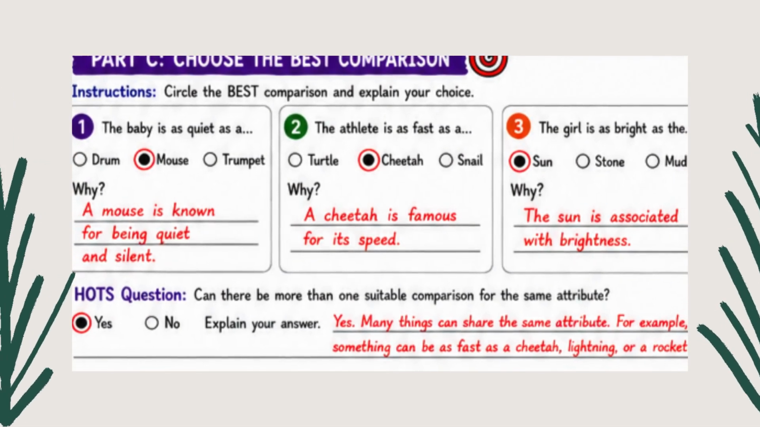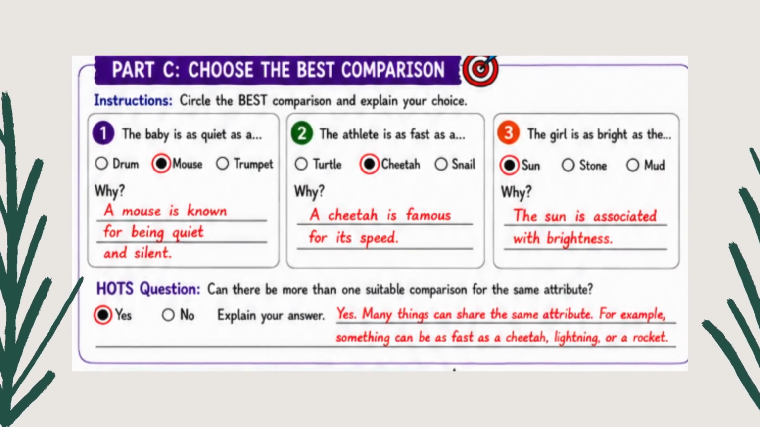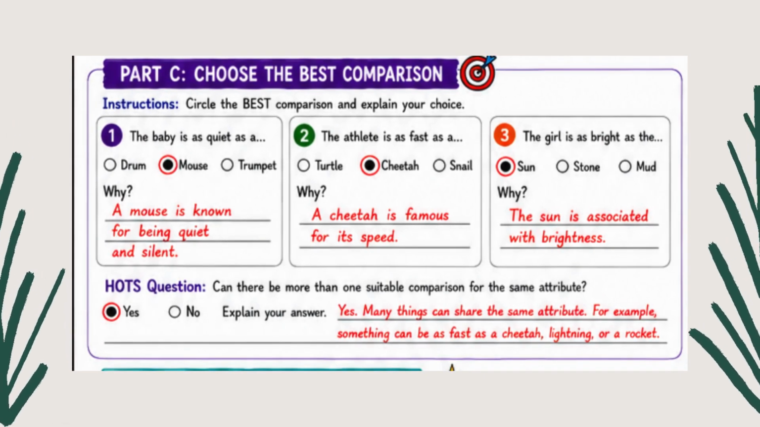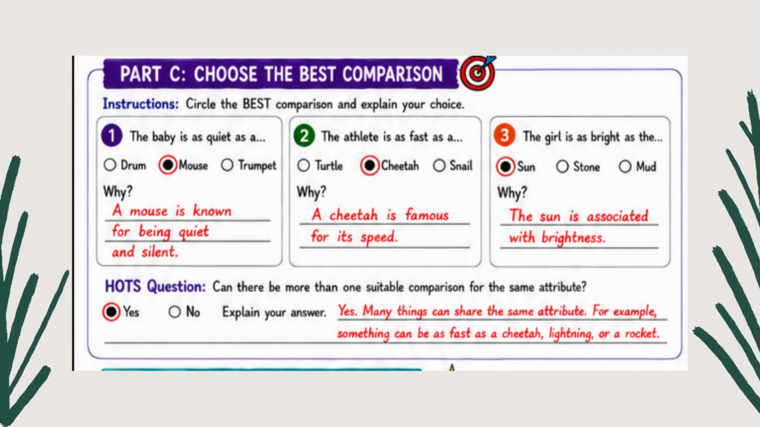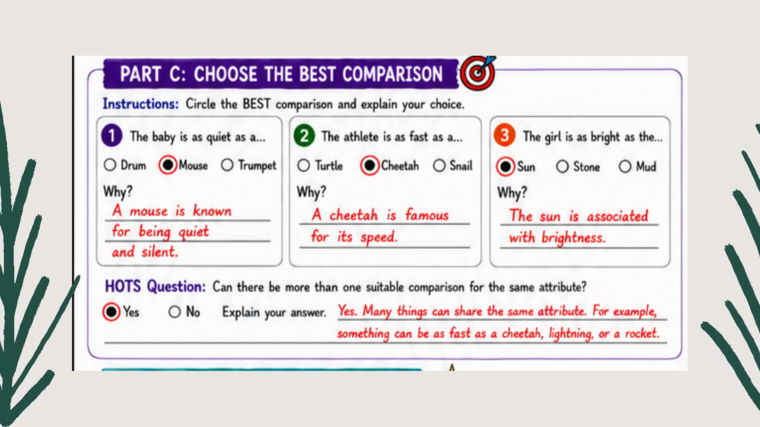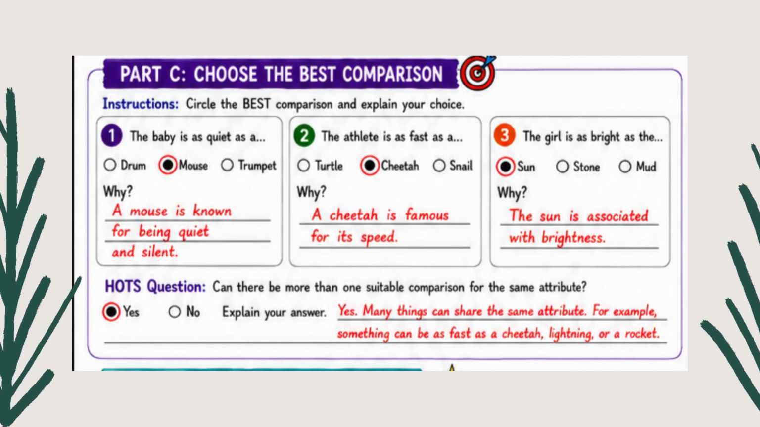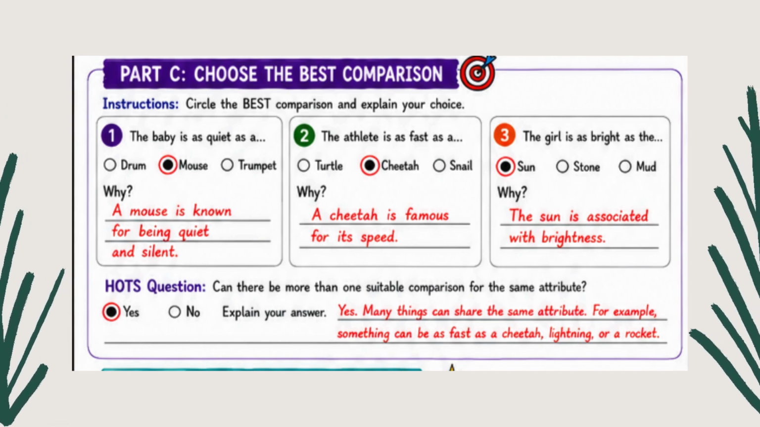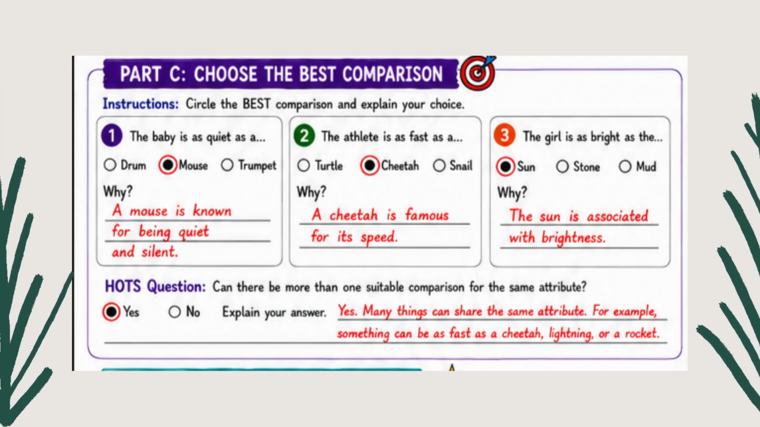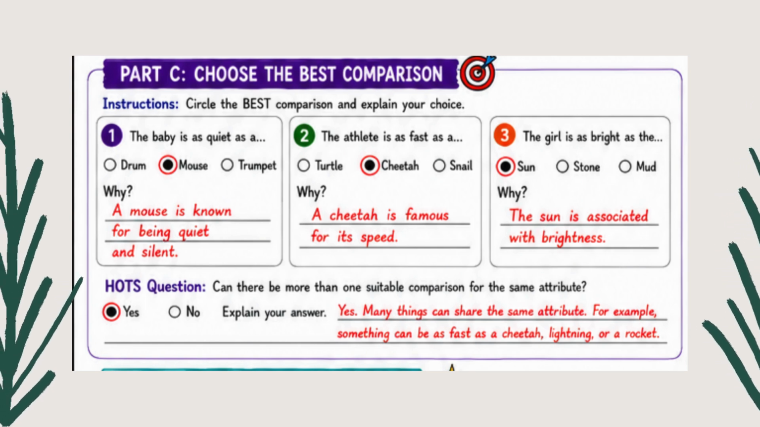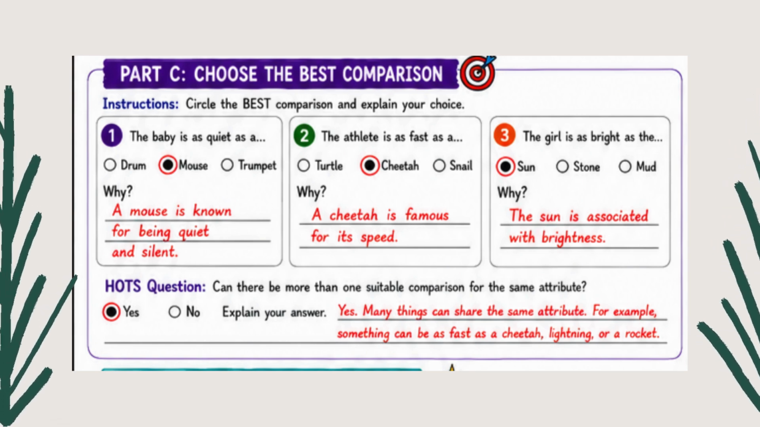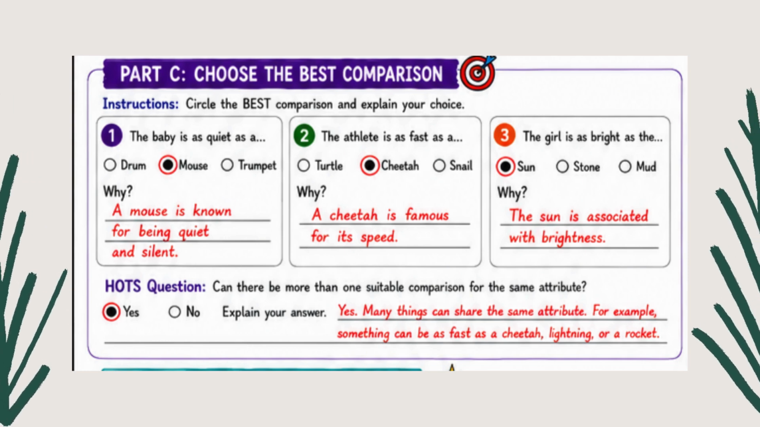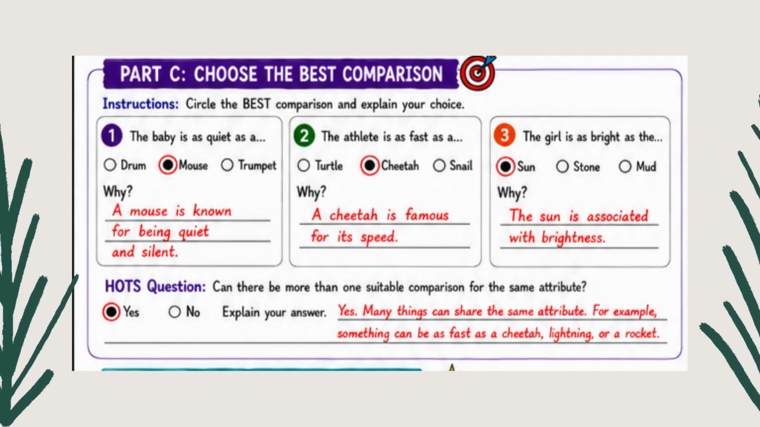In Part C, choose the best comparison. Students evaluate different comparison options and select the most effective one. For example, students decide whether an athlete should be compared to a turtle, a snail, or a cheetah. They then explain their reasoning. This encourages students to think critically about the quality and effectiveness of similes rather than simply creating them.